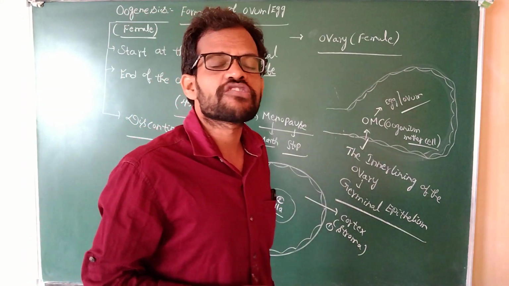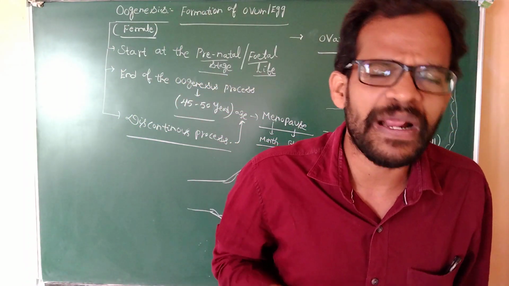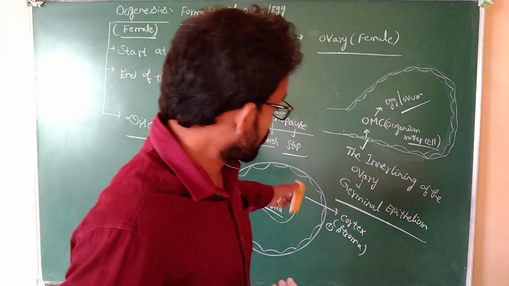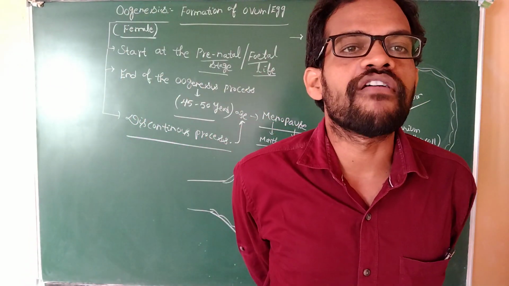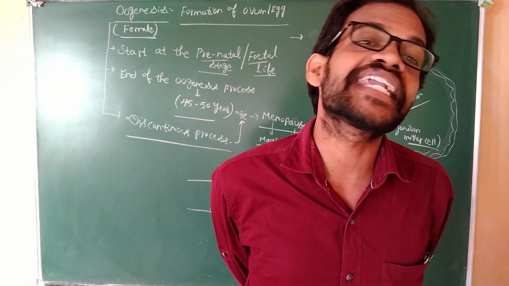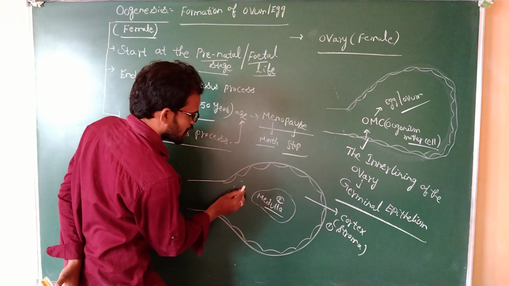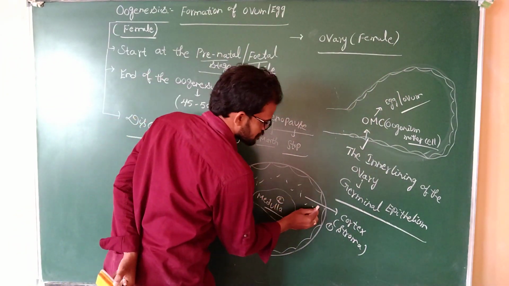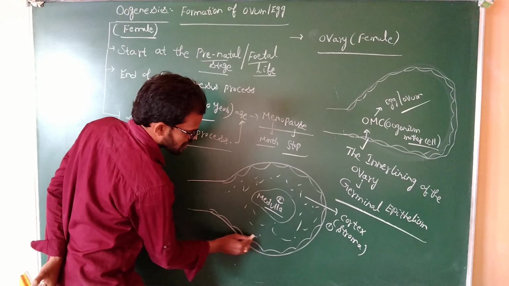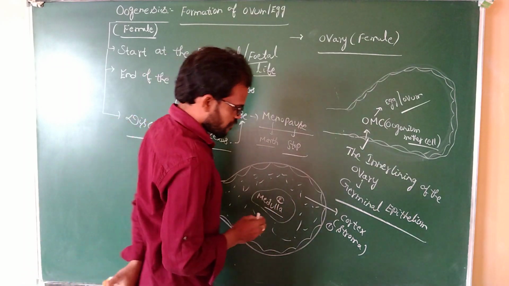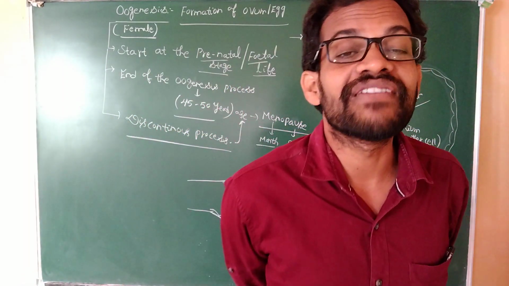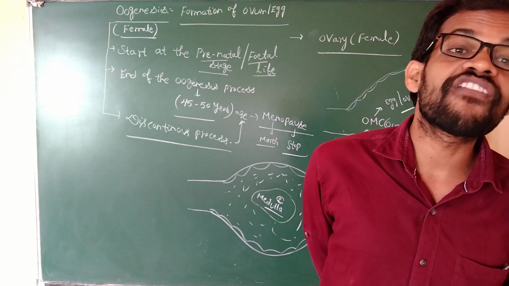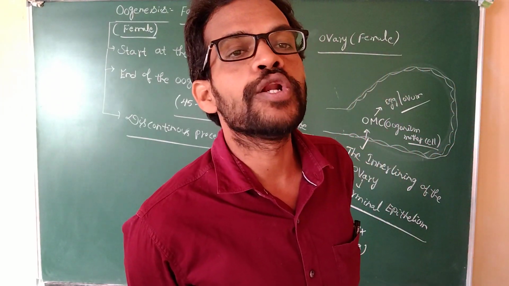The cortex, or stroma, consists of primary follicles, secondary follicles, primary oocytes, and secondary oocytes. The medulla consists of blood vessels and lymphatic vessels, which are present in the medullary region.